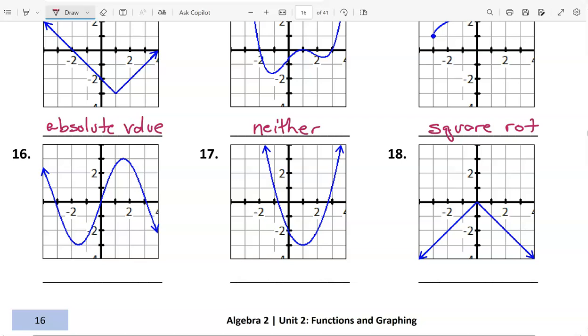Number 16 has a couple of bumps there. That's too many to be a quadratic function, so this is a neither. Number 17 is a parabola shape, so that's a quadratic function. And number 18 is a V-shaped graph, so that would be an absolute value function.